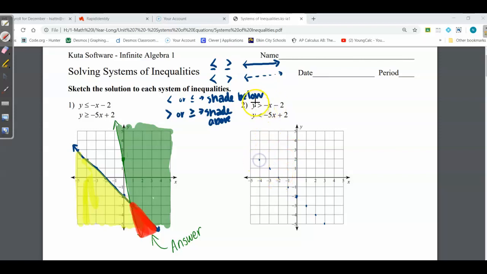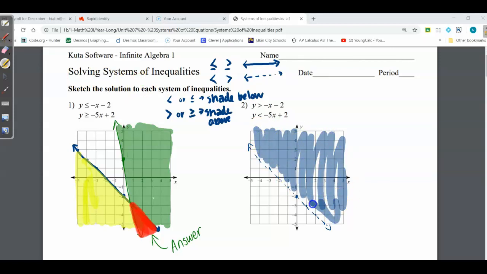But this time we have a greater than sign, so we've got to use a dotted line whenever we graph the line. And we've got greater than, so we're going to shade above. Let me get the blue this time. We're going to shade above the line here.